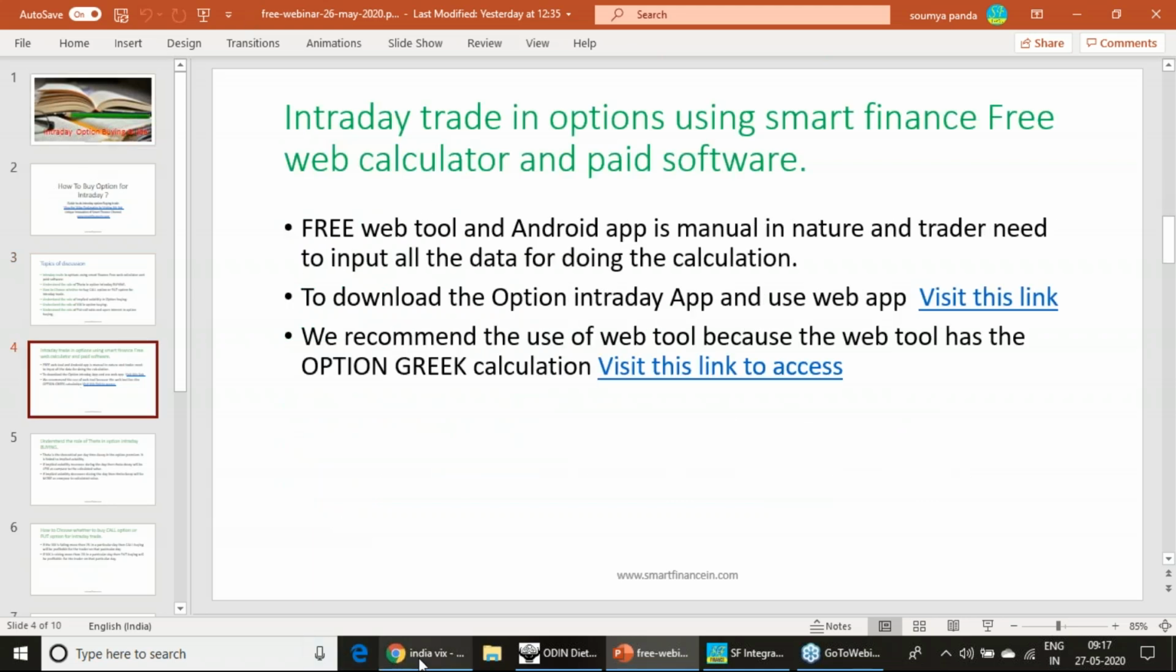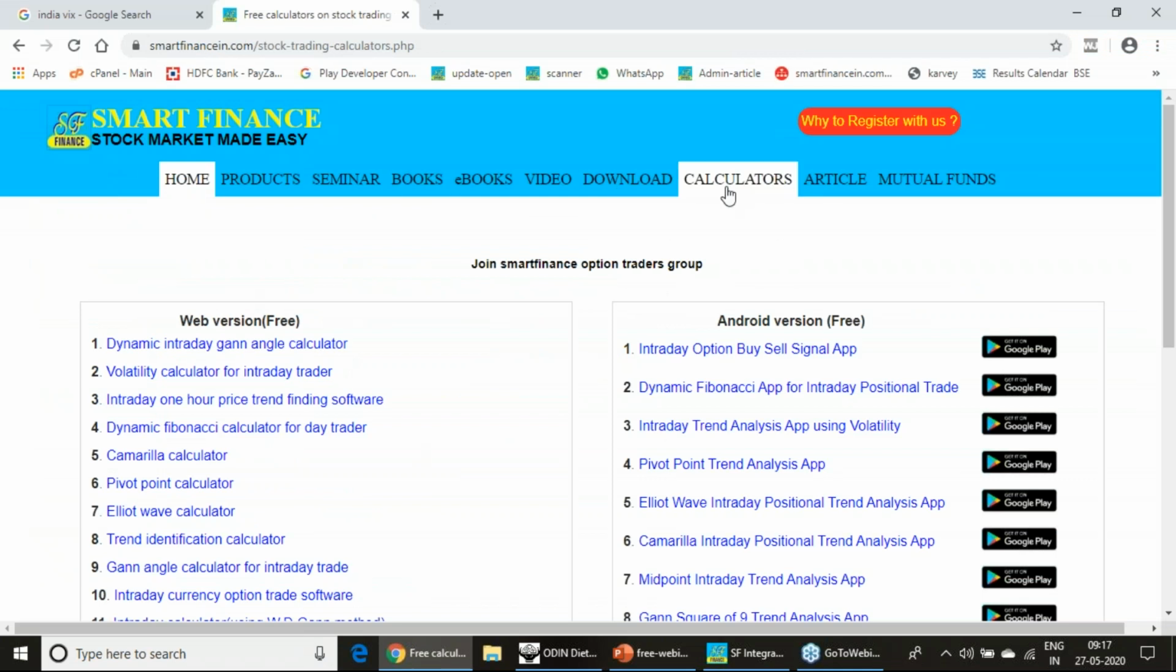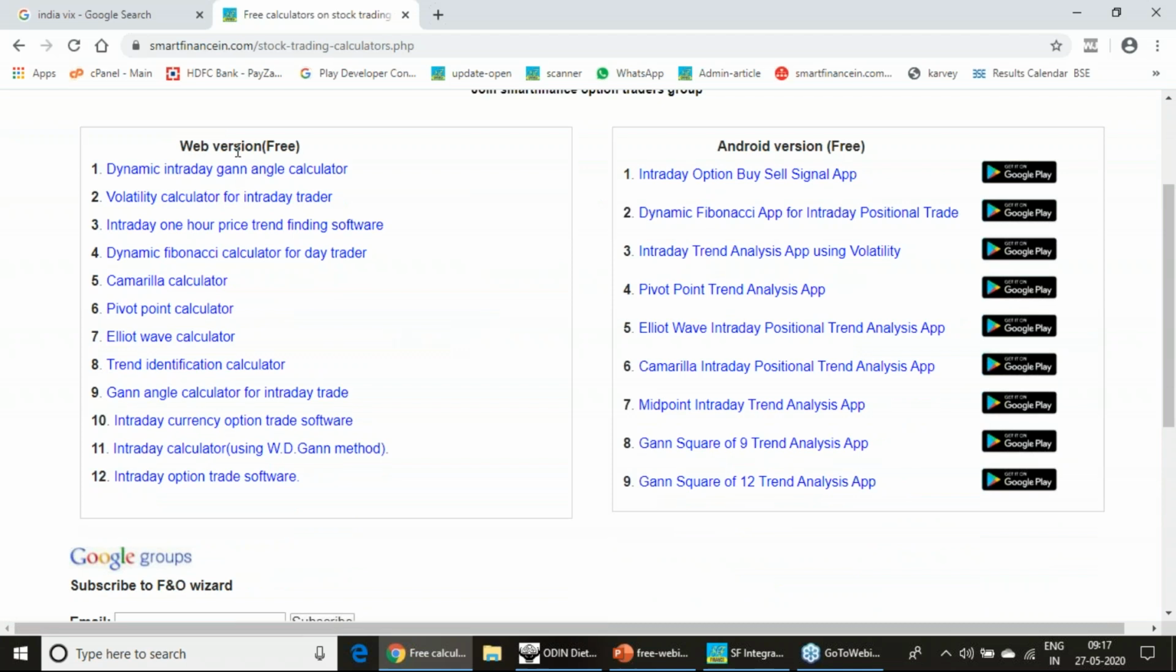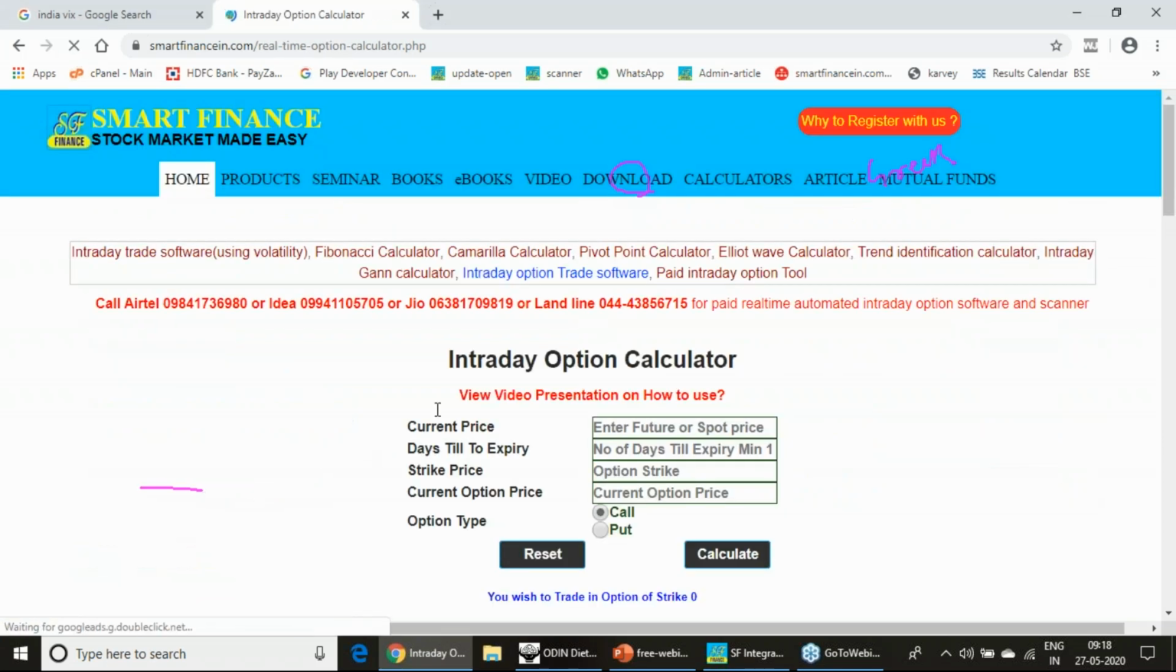Whenever you go to our website, smartfinancing.com, and click on the calculator link, here we have the web edition and Android edition. These are all free tools. But the Android edition doesn't have the option Greek calculations. Only the web edition has option Greek calculations. This is the 12th tool you can use for your intraday options. Here we have also given a short video on how you can trade using this tool.